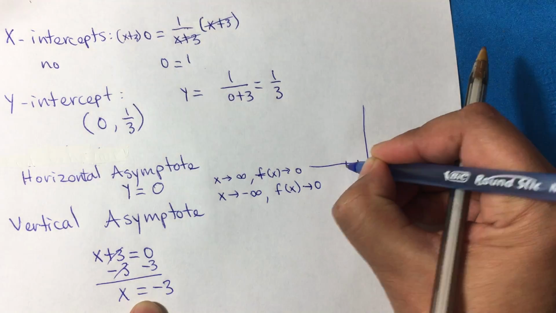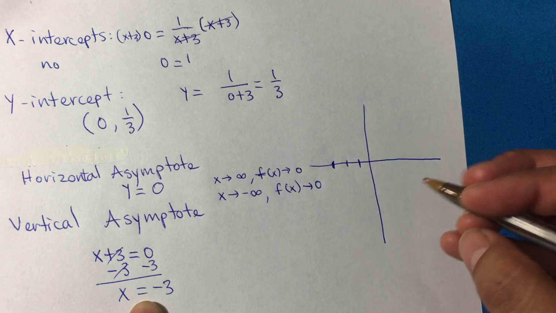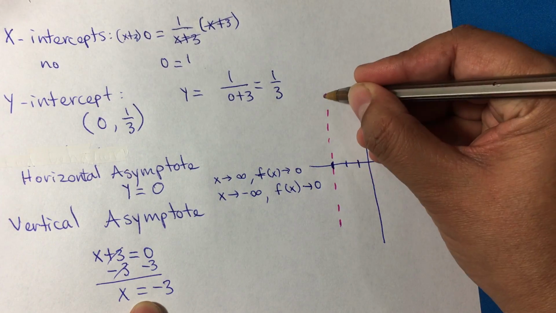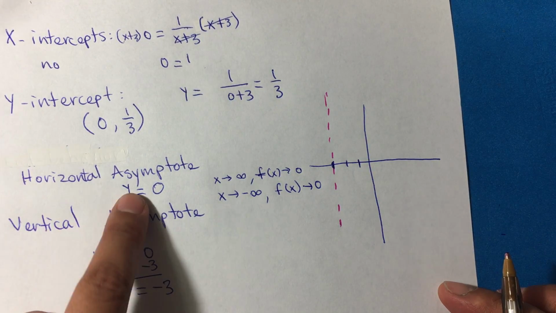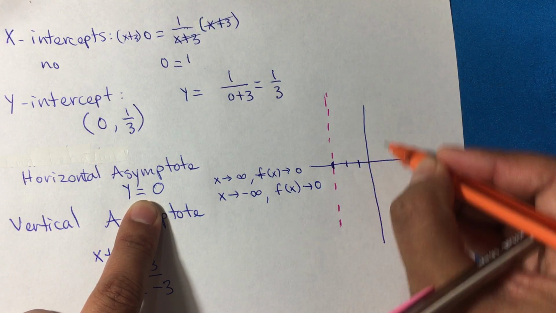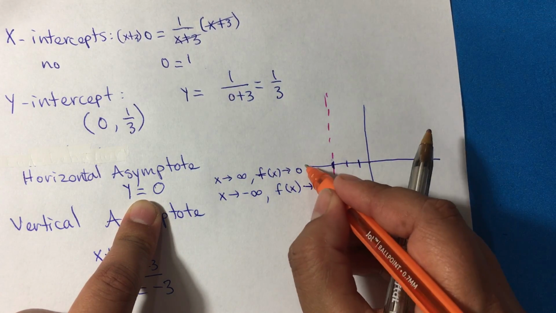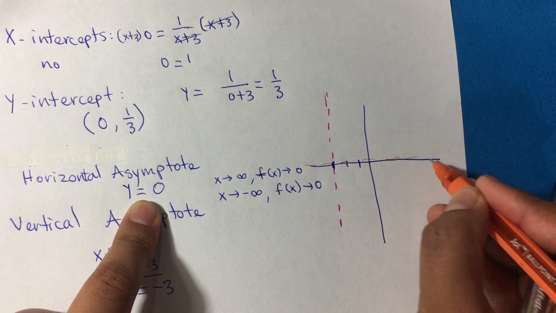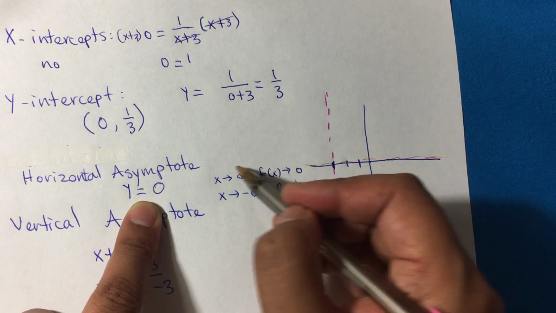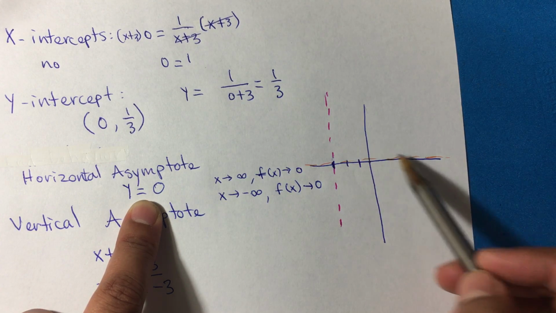So -1, -2, -3. Sounds like I'm rewinding a record or something. Okay, so it's going to be right there. That's my vertical asymptote. The horizontal asymptote is at y equals 0. So for y, we put it at 0 and say, yeah, it's right there. That's my horizontal asymptote. And it approaches 0 on negative infinity and positive infinity.